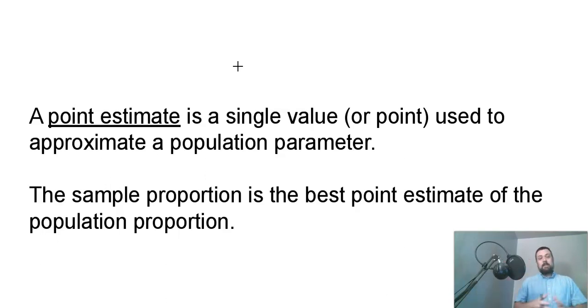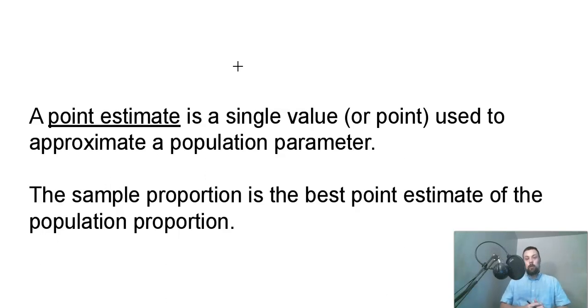And I'm saying the sample proportion, but I probably shouldn't use the word "the", because there are multiple different samples that we could get, right? And each one might have a different proportion. So I should say a sample proportion is the best way to estimate the population proportion. And so we would say that a sample proportion is the best point estimate.